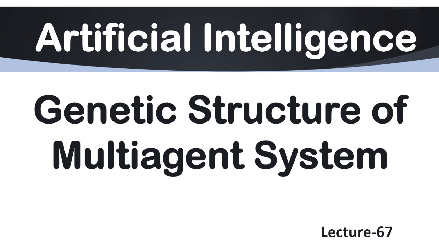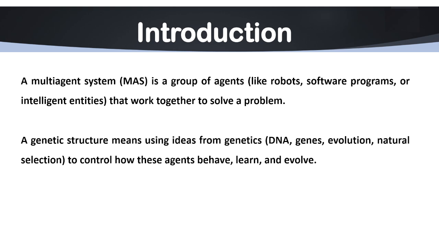So today in this session we are going to discuss genetic structure of multi-agent systems under artificial intelligence. So first of all you should note the meaning of genetic structure of multi-agent systems. In simple terms we can say a multi-agent system is a group of agents like some robots, software programs or intelligent entities that work together to solve a problem.